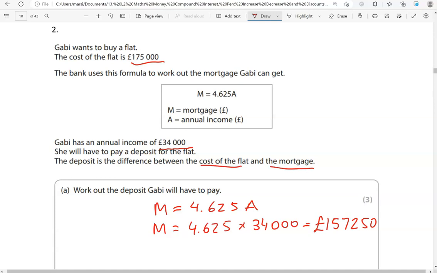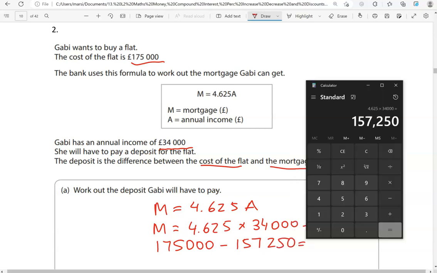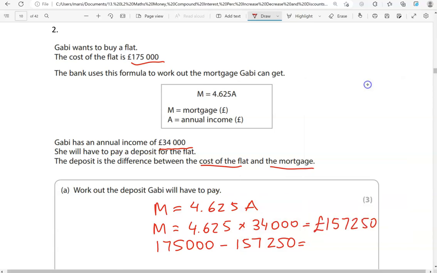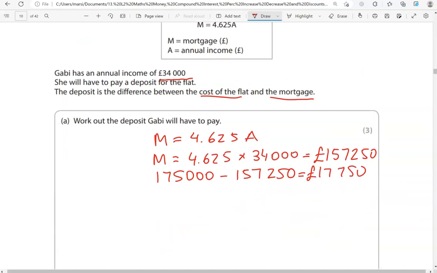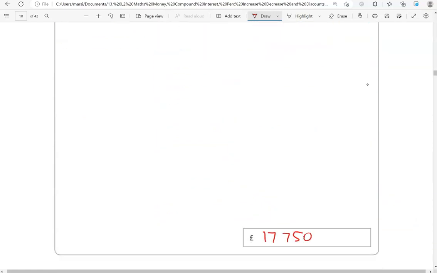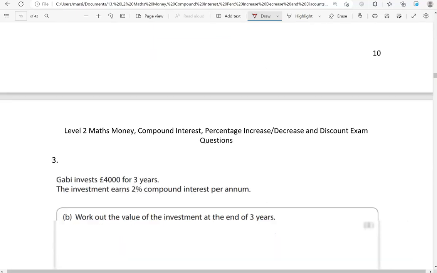and the mortgage. So the cost of the flat is 175,000, so take away 157,250, which is 17,750. That's the deposit.